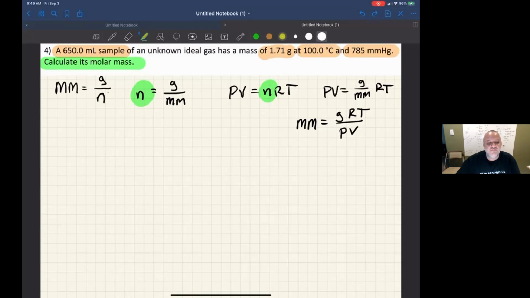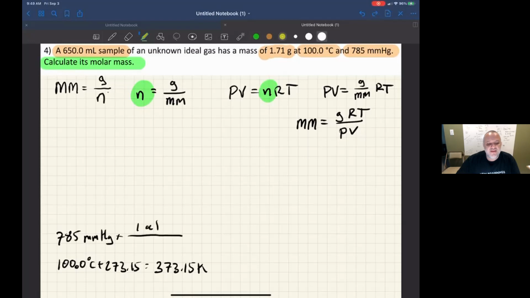Now you still have to do all the conversions. So let's convert the temperature, 100 plus 273, that's 373.15 Kelvin. Let's convert the pressure, 785 millimeters of mercury. That's 760 millimeters of mercury for 1 ATM. So I get 1.03 ATM. And I'm not going to show you the conversion between milliliters and liters. We should be able to do that pretty much with our head by now, but 650 milliliters is 0.650 liters.